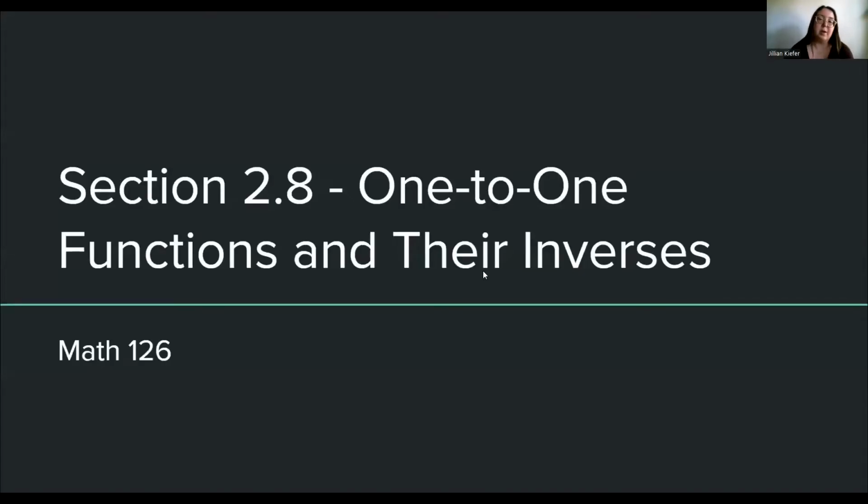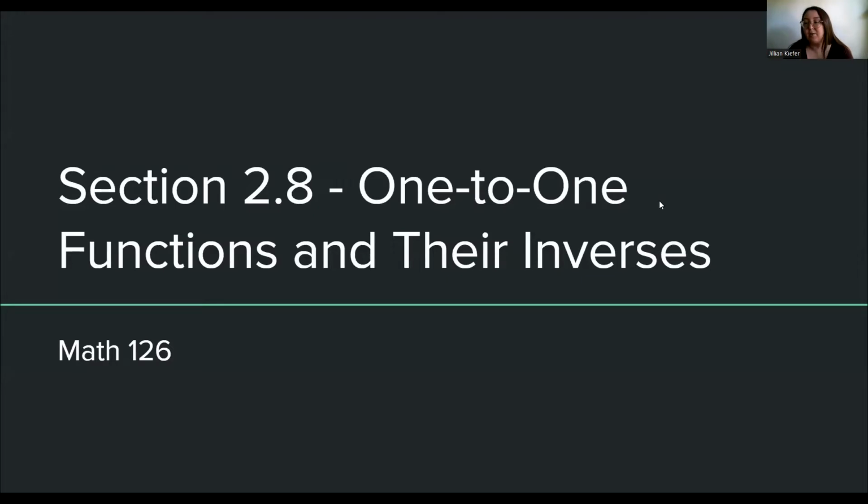Hello, everyone. We're going to go ahead and go over section 2.8, which is on one-to-one functions and their inverses. So we've learned a lot about functions at this point. We're now going to figure out what determines what a one-to-one function is. How do we find the inverse of one of those functions?